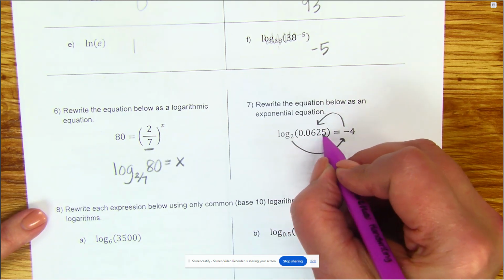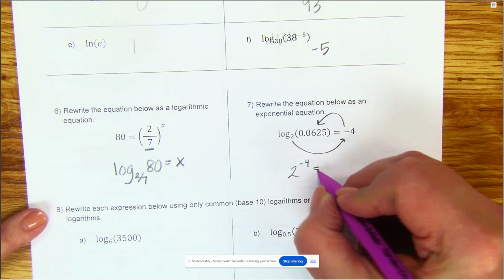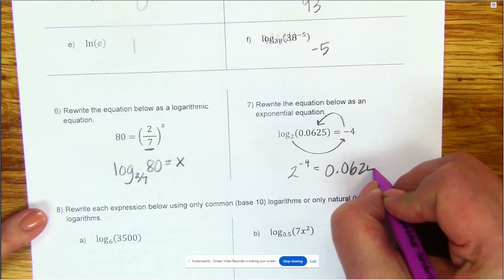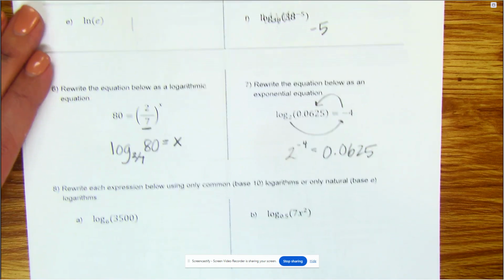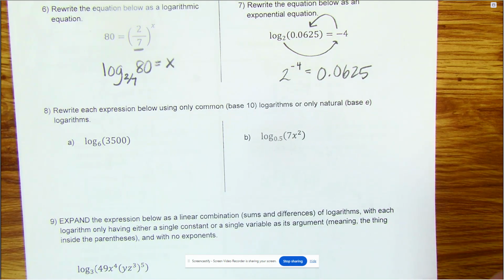tens, hundreds, thousands. 625 ten thousandths. 2 to the negative 4 is 0.0625. Okay, this is if you happen to have a calculator that doesn't have the log with different base buttons.